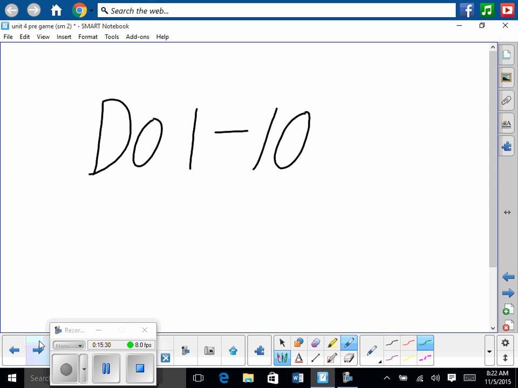Okay, everybody, so do problems 1 through 10. Have me check them as you go. You can check them first, because you know how to check them using your calculator.